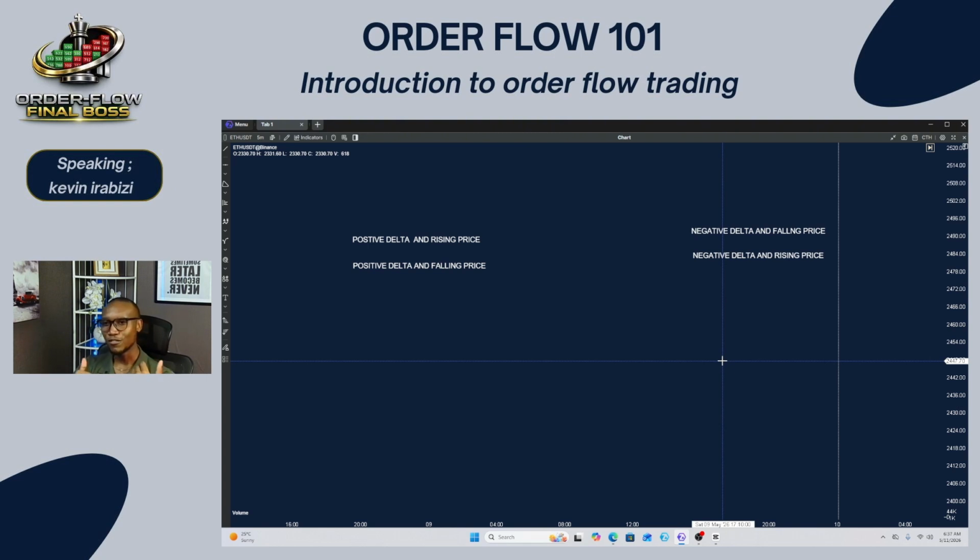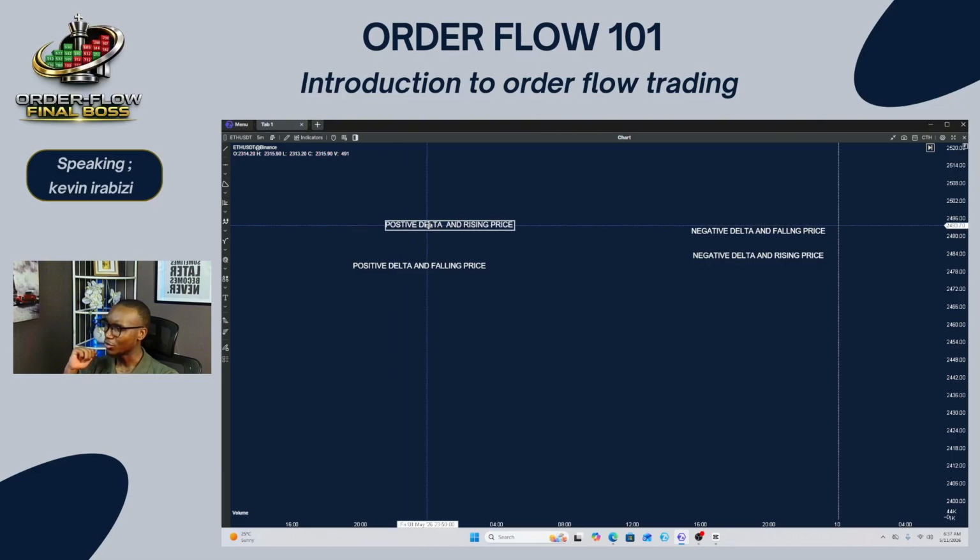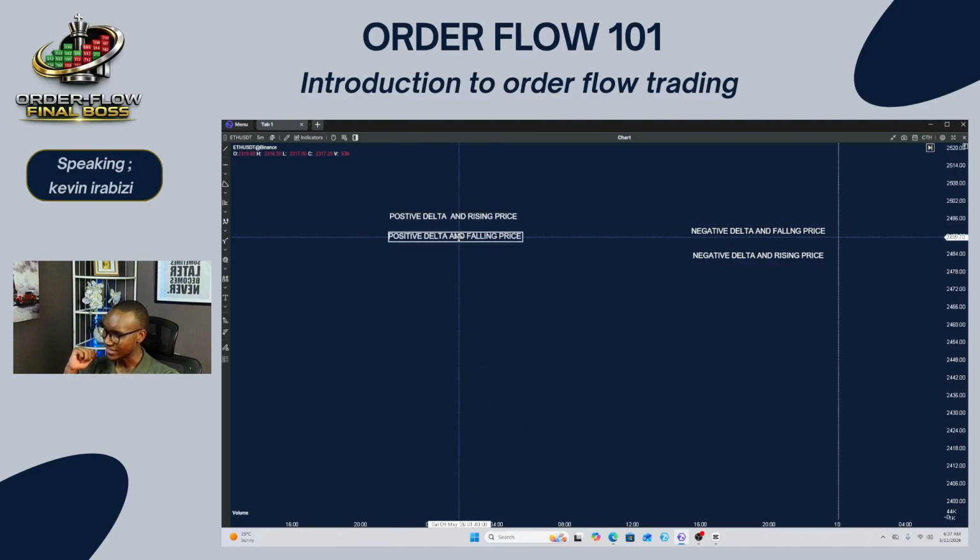Like we said, volume is the total number of trades. Yes, it is the total number of trades. So we're going to put it together and put something together for the execution part. So what does it mean when we say positive delta and rising price? Or what does it mean when we say positive delta and falling price?